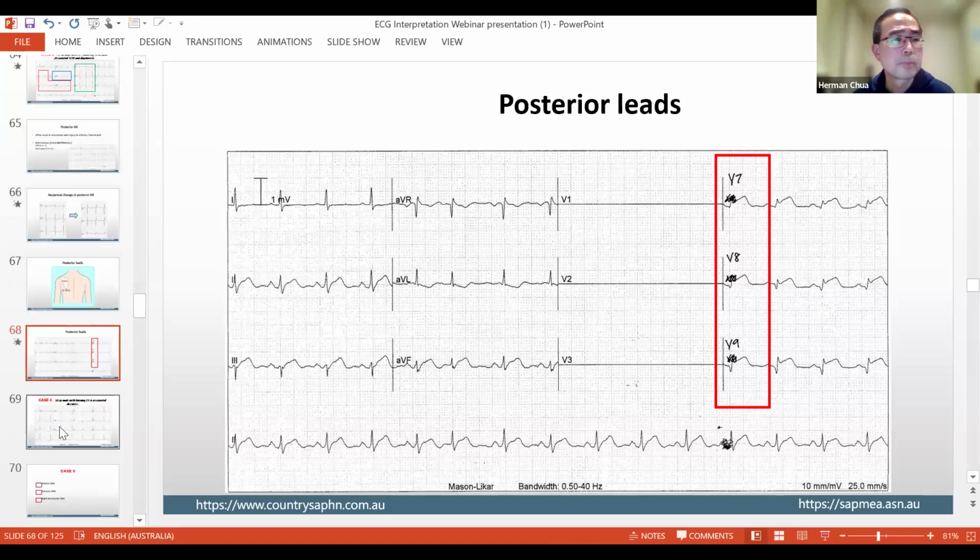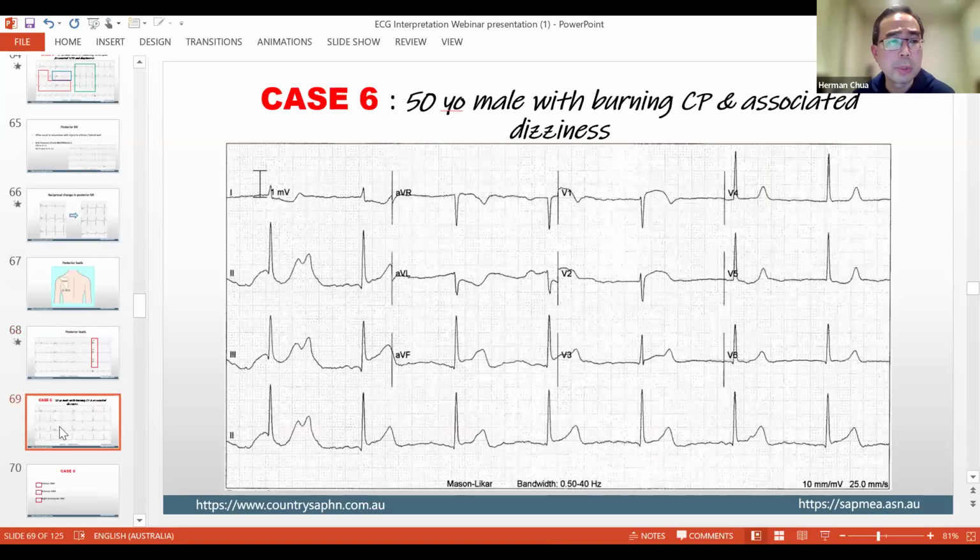All right. I hope that is okay with people, right? So let's move on if you're still with it. Okay, case number 6, right? So this is a 50-year-old male with burning chest pain and associated dizziness. Okay, this is his ECG. And once again, let's have the poll up, right? So what do you think this is?